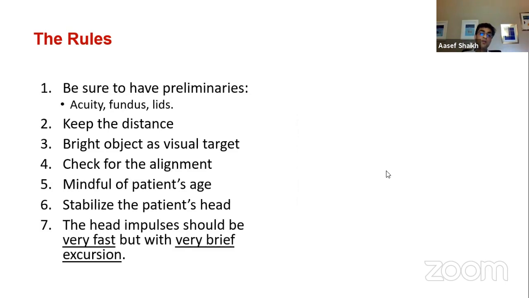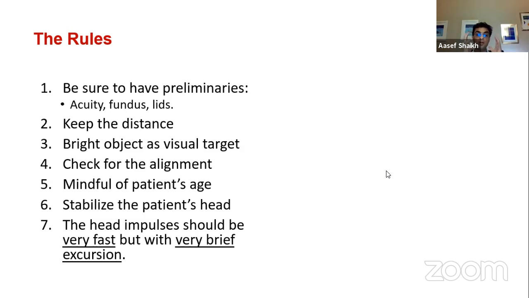Last but not least, when you check for the head impulses, which is where you hold the patient's head and move the head very fast, it has to be very brief, because if you do a very fast movement but with a big excursion, they may get a neck problem, right?